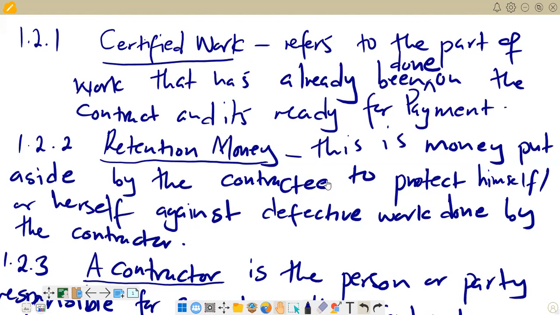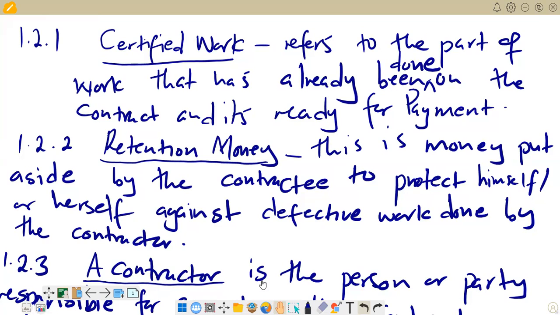So this contractee will set aside some money to take note of if ever there is anything that is not done in line with the agreement by the contractor. The contractee can take that money as compensation for that defective work. Defective work means work that has not been done properly according to what has been agreed, maybe done substandard. So that's what we have in terms of retention money.